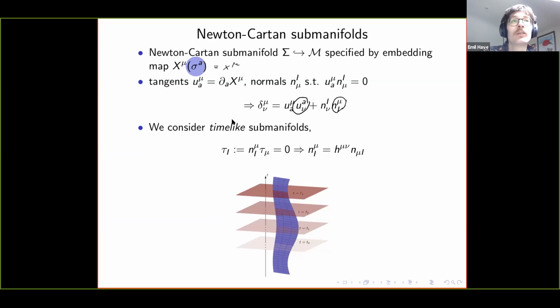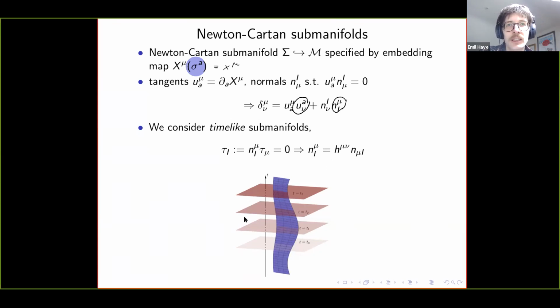This will then allow us to define what we mean by time-like submanifolds, which are submanifolds which include the time direction, so that τ is fully contained within the submanifold. In particular, this means that the normal projection of τ vanishes, or that the normal one form is entirely spatial, in the sense that if we raise the index, we get the normal vector. But you should again be careful because it is a one-way street. You cannot go back to the normal one form once you have raised the index.